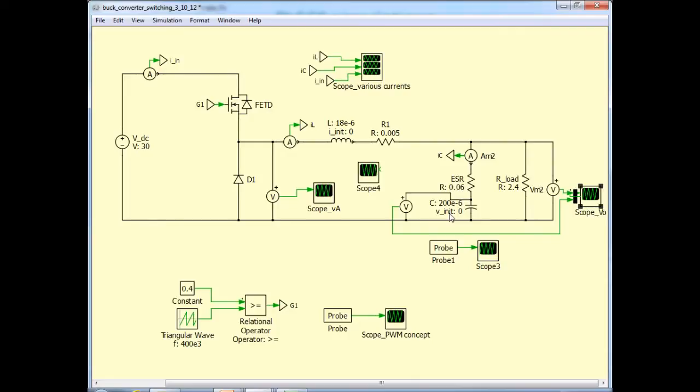Actually, this has already become a fairly long video, so we will stop this video at this point, and look at the waveforms in part 2 of the same topic.